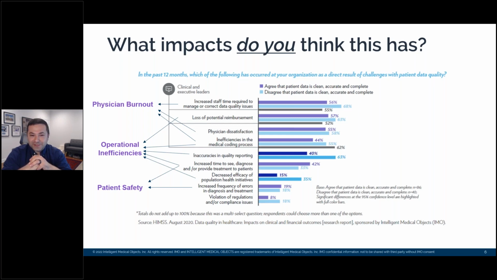And if those operational efficiencies aren't done correctly and they're not kept up to date, they wholeheartedly can lead to patient safety issues. And again, these are not IMO's answers. These are the organizations that we asked out in the ecosystem. This all leads to the exact same thing, that bad data will equate to downstream impacts.